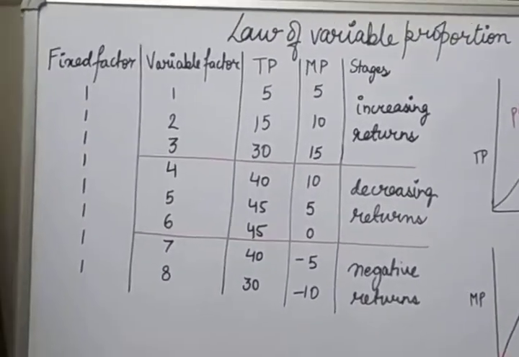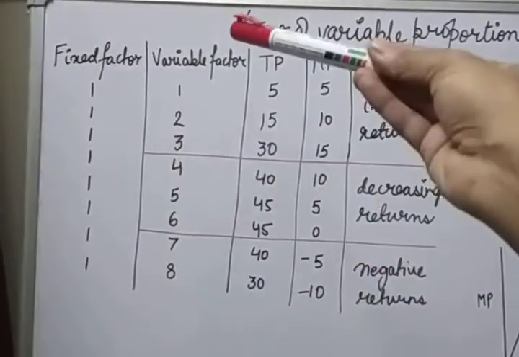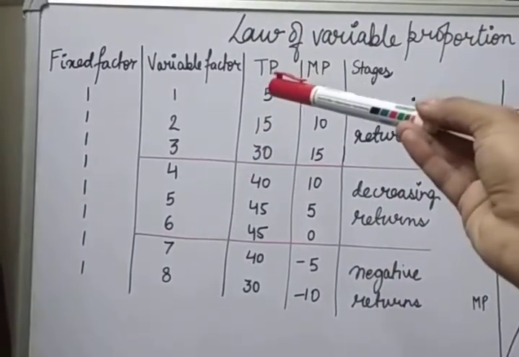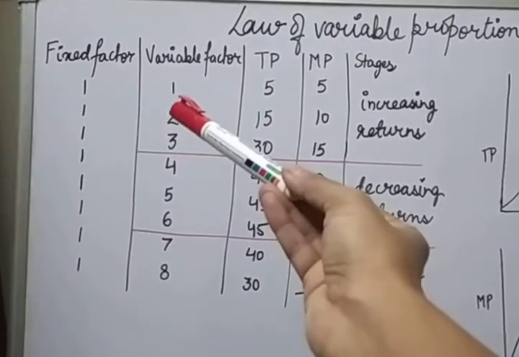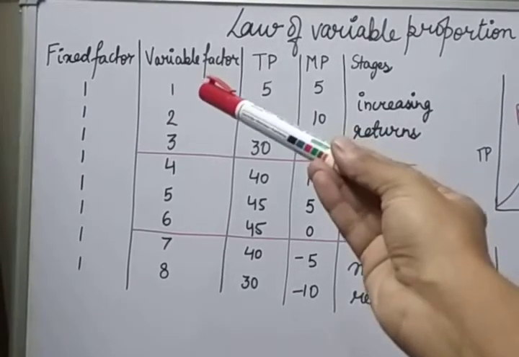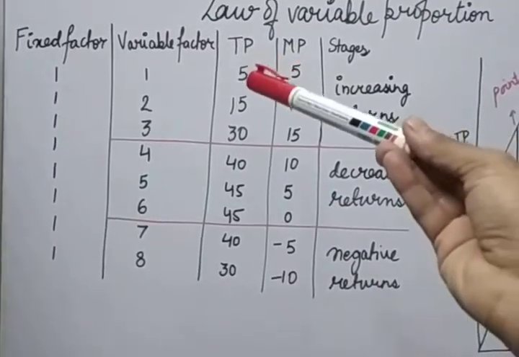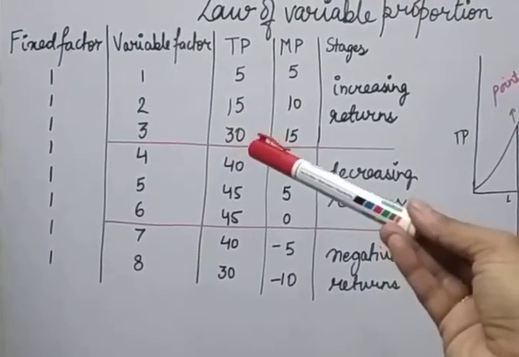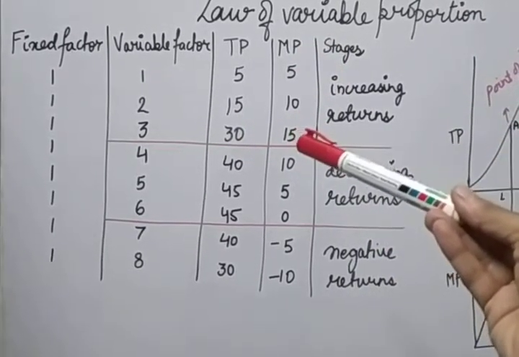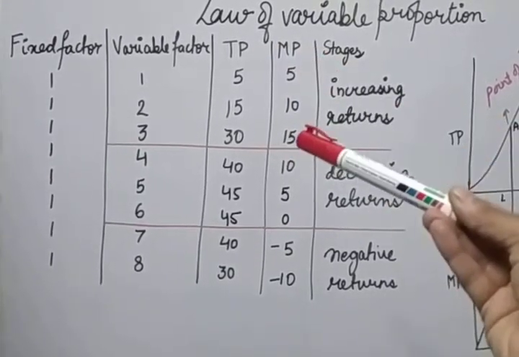Now, let's discuss this table. Here, the fixed factor is taken, that means the land. The second one is the variable factor, that means the units of labor. Now, TP increases when we hire one unit of the variable factor on the fixed factor. At that time, TP was 5 units. After that, when the second and third units of labor are hired, TP increases from 5 to 15, 15 to 30. We can say that TP increases at an increasing rate because MP also increases. So, in the first stage, TP increases at an increasing rate.